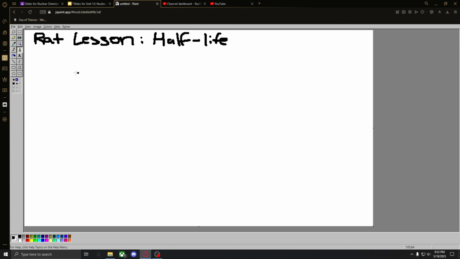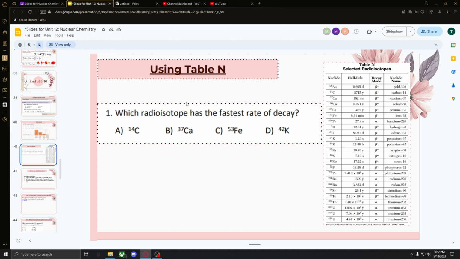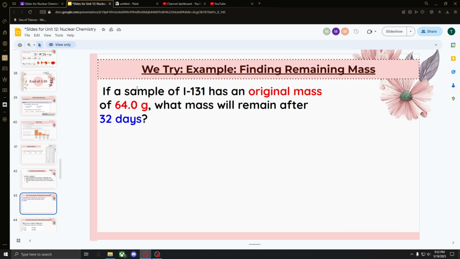Another thing about half-life is you really need to know the formula to calculate the time it takes. So this question: if a sample of iodine-131 has an original mass of 64 grams, what mass would remain after 32 days? So you want to find the mass of this original 64 grams after 32 days.